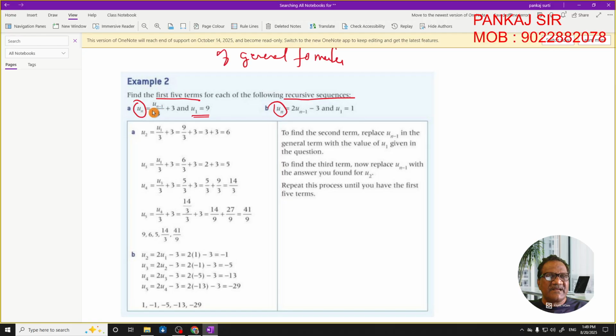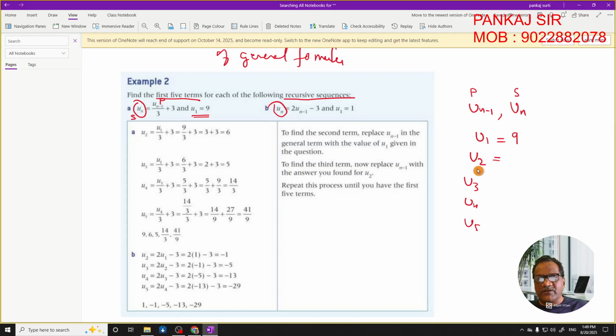Between un and un minus 1, which is the previous and which is the successive term? Un minus 1 is the previous term and un is the successive term, since un minus 1 always comes before un. So you have to find out the first 5 terms. The first term u1 is already given to you, and it is 9. Now you have to find out the second term, and then the third term, fourth term, and the 5th term. These are the first 5 terms.